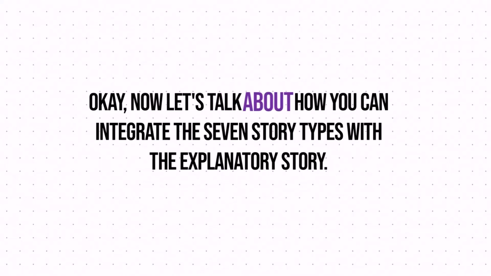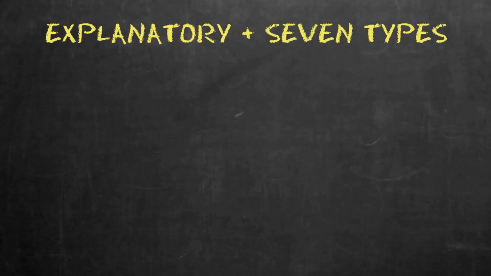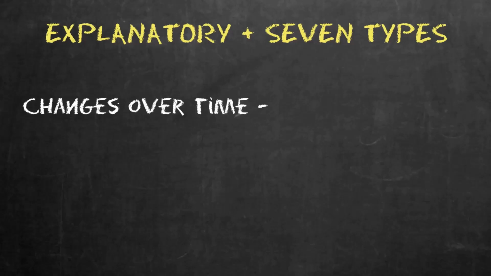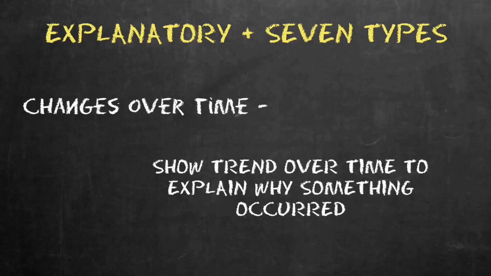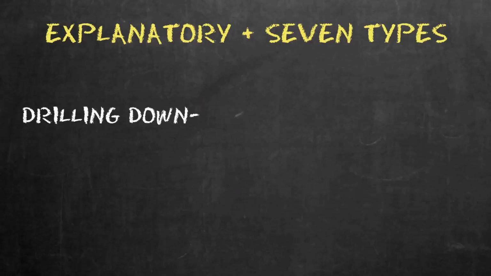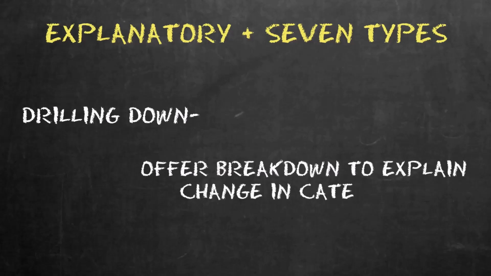Okay, now let's talk about how you can integrate the 7 story types with the explanatory story. If you recall, the explanatory story is all about driving people to a certain conclusion or a particular point. So, for changes over time, you can show a trend over time to explain how and why a specific change occurred. For drilling down, you can offer a breakdown of the data to explain differences or changes within categories.